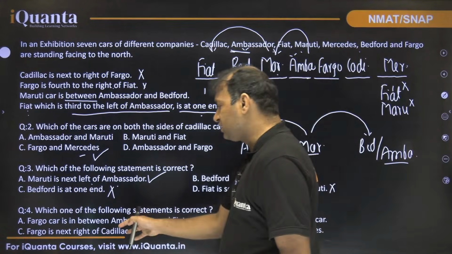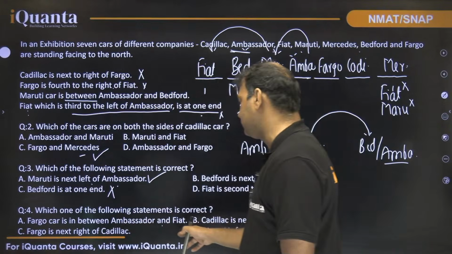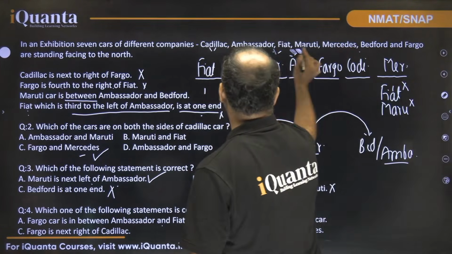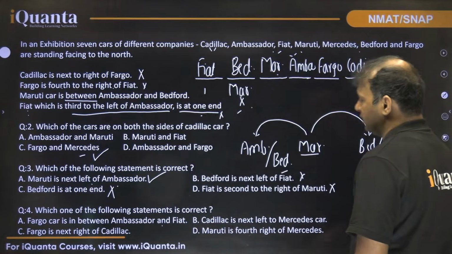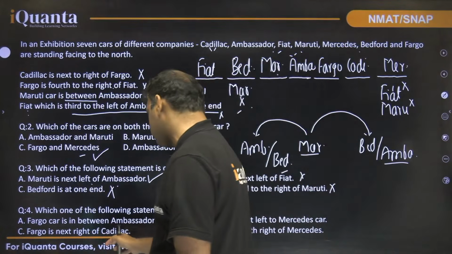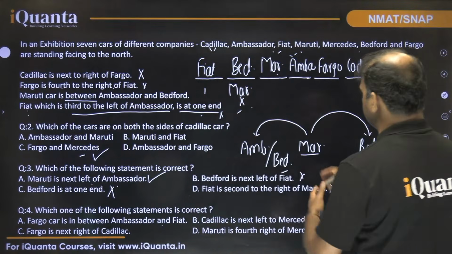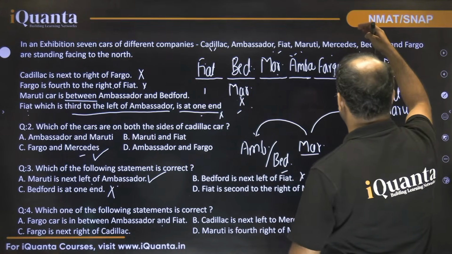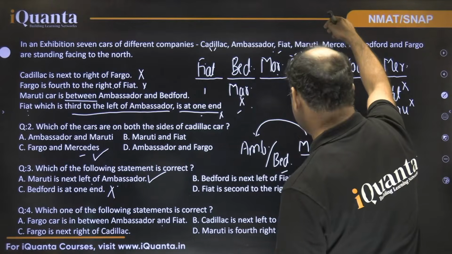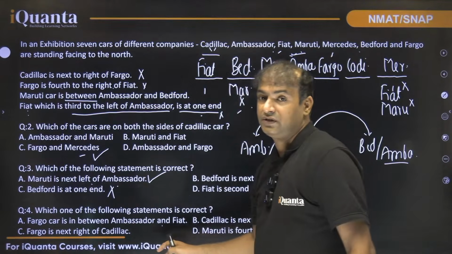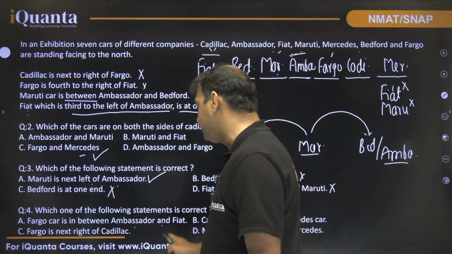Now, the last question is also the same, which of the following statements is correct. So again, guys, we have to read all the statements one by one. Let's do that. Option A says that Fargo is in between Ambassador and Fiat. So this is Fargo, and they are saying Ambassador and Fiat. This is Ambassador, and this is Fiat.